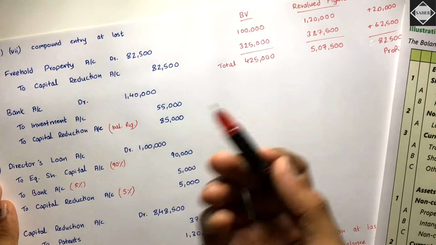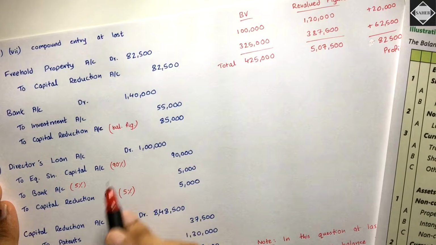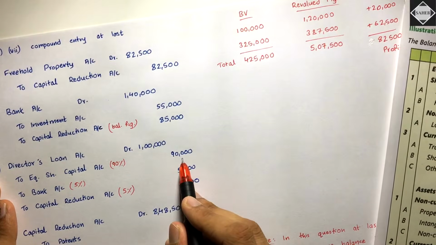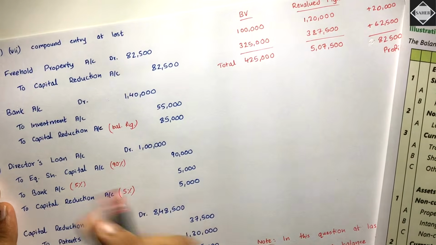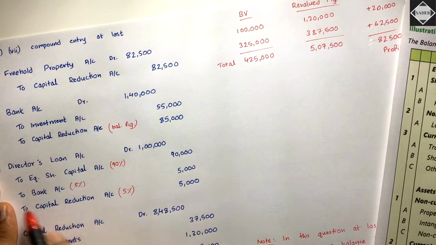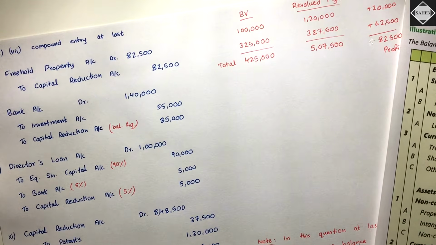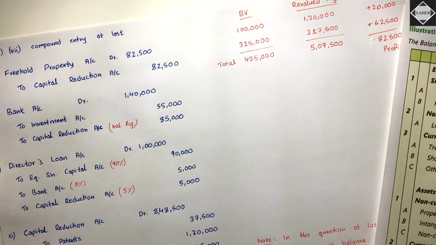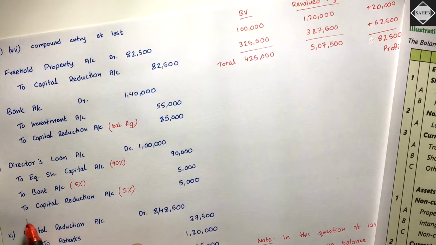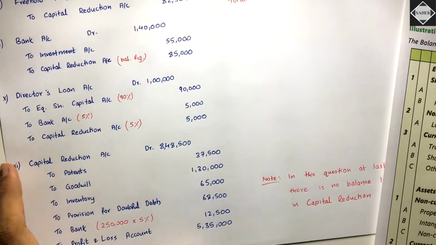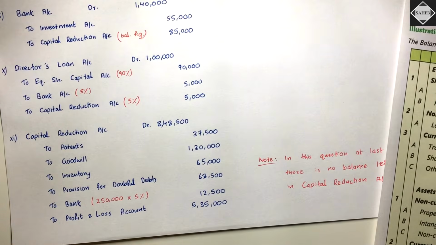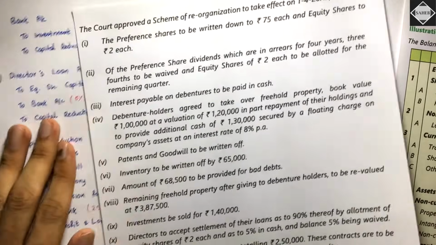And then you will create the equity share capital. How much? 90% of 1 lakh, that's 90,000. Clear? And then you will pay 5%, which is 5,000, to bank account. And then the last 5% you will not pay. It is foregone, it's being waived off. So that will be a gain for you, to capital reduction account 5,000. Clear? Simple as that. And then we have the big club entry, the compound entry. So how will you pass this? It's really simple. You just have to see properly what all things are there.